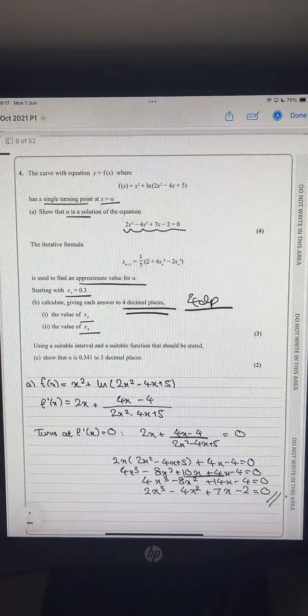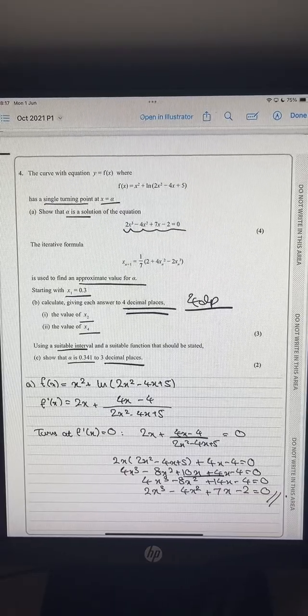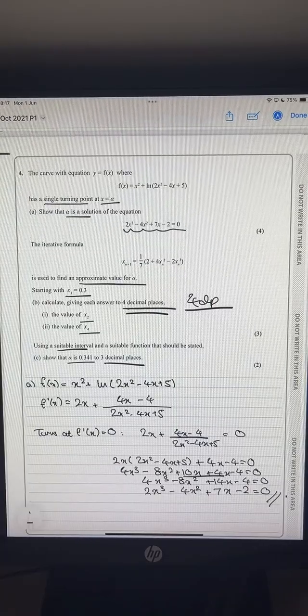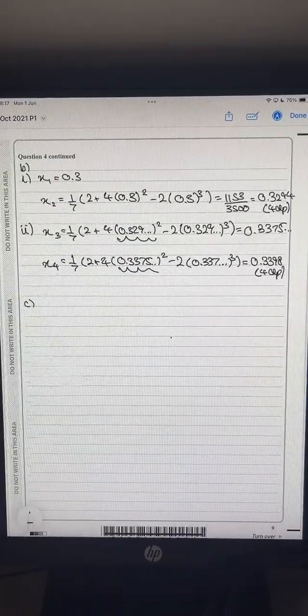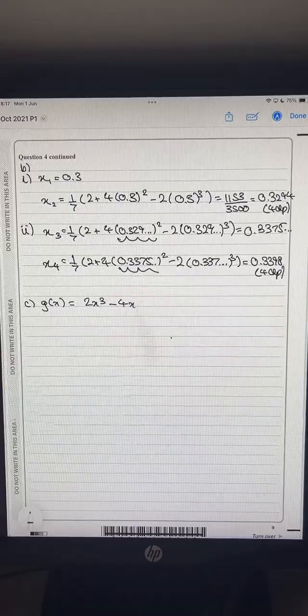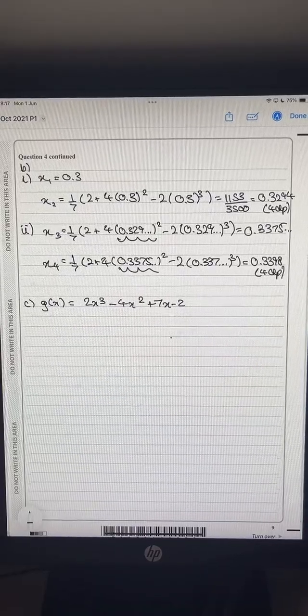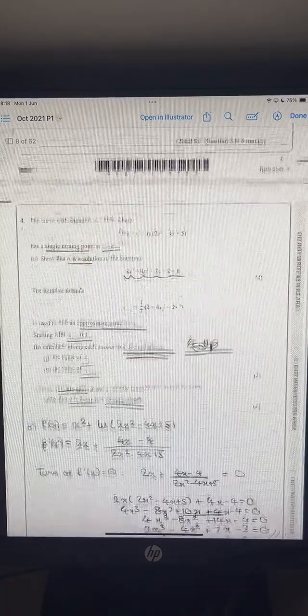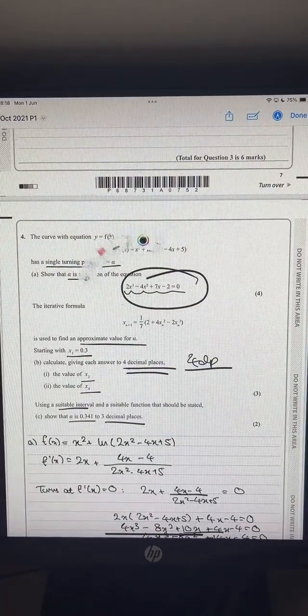Then for part C, using a suitable interval and a suitable function that should be stated, show that alpha is equal to 0.341 to 3 decimal places. So to show a value is equal to something to a certain degree, we need to show the range using an interval and that both values round to this 0.341. So the way I like to do this is, first we need to state our function. I'm just going to call my function g(x), and that's equal to 2x³ minus 4x² plus 7x minus 2, because that's what I found earlier in the question for the solution of alpha up here.